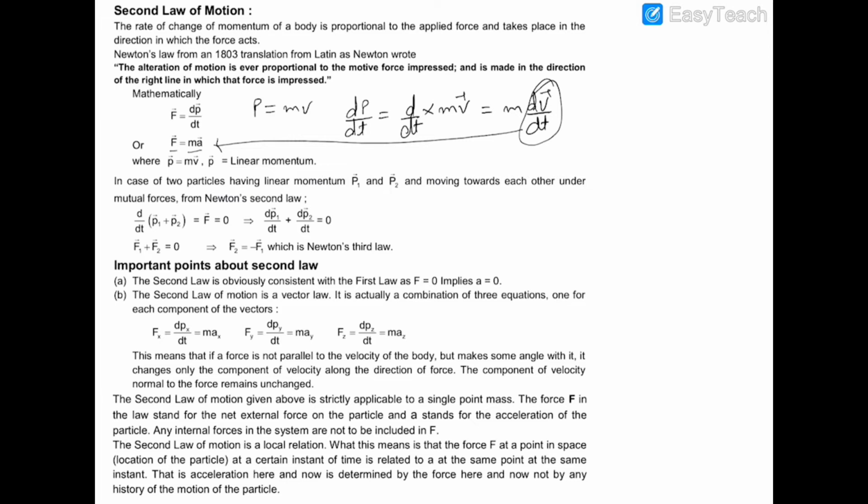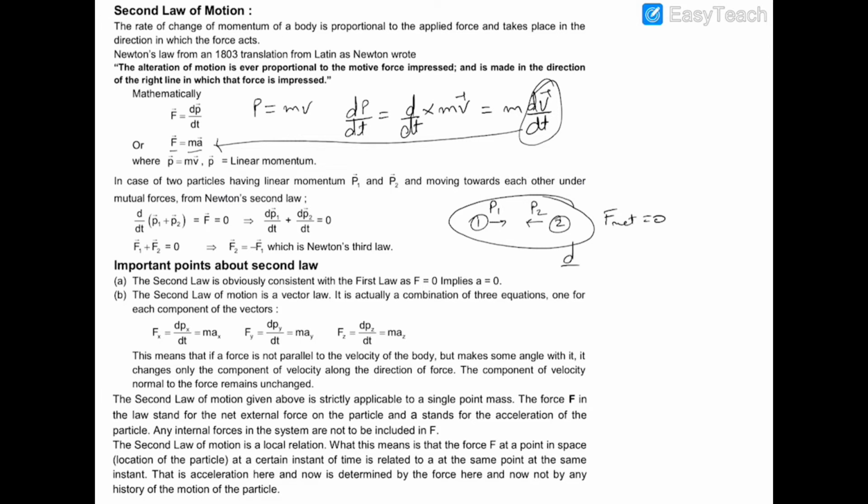Now, if two particles having linear momentum p1 and p2 are moving towards each other under mutual forces, then according to Newton's second law, applied on the system of those two bodies, let's suppose there is a system of two bodies, like this is 1 and this is 2, moving towards each other. It has a momentum of p1 and it has a momentum of p2. As we know, the net force on this system is 0.